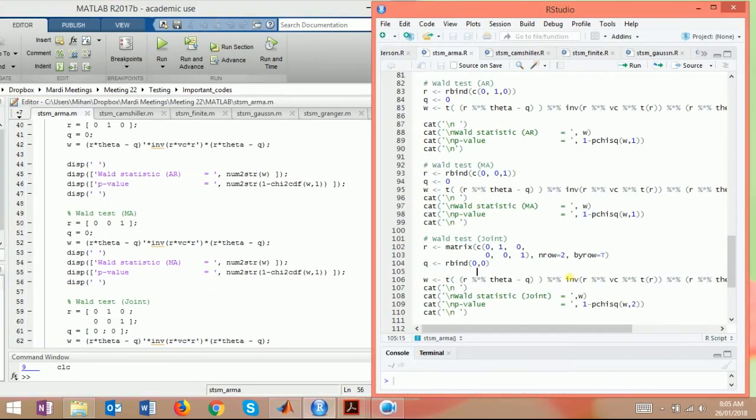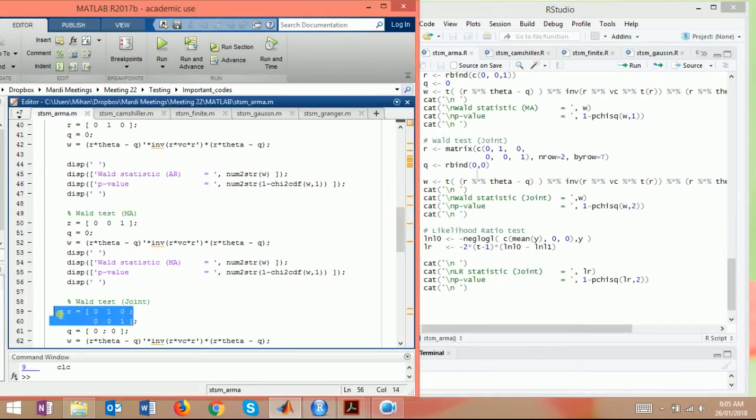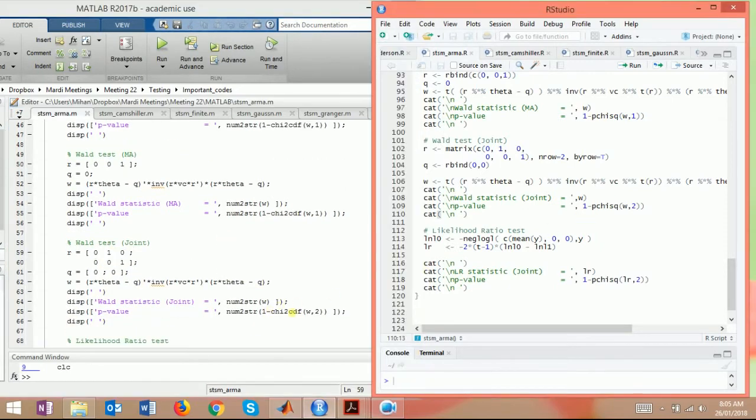Very simple. Then joint. Now we want to do the joint Wald test. So 0, 1, 0, 0, 0, 1. See, both are coming twice, just like Granger causality. Joint, so everything else remains the same, 1 chi square CDF.